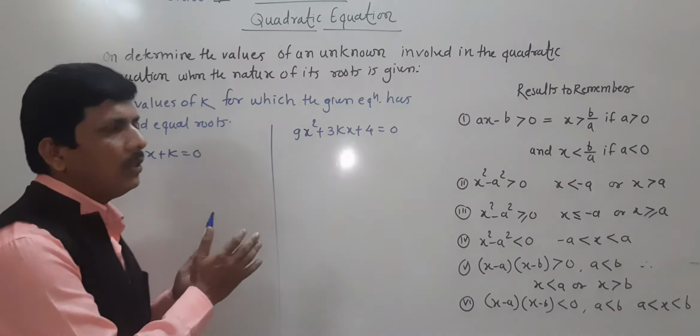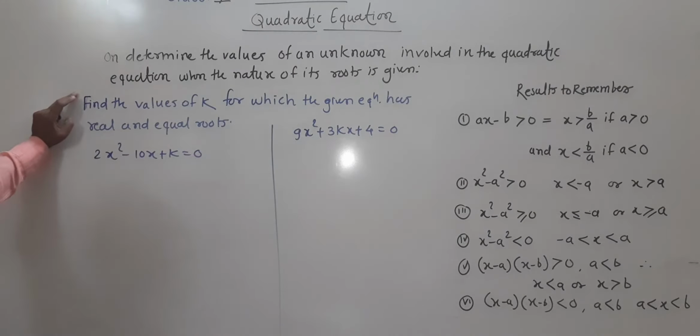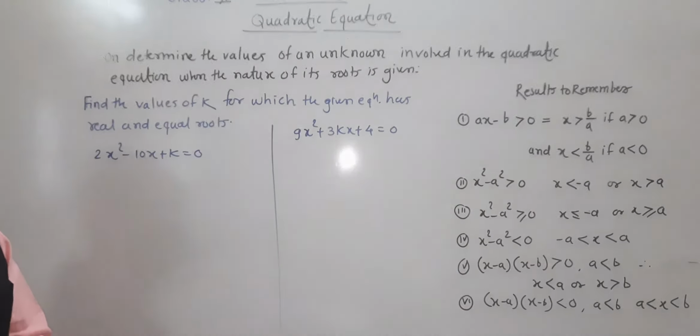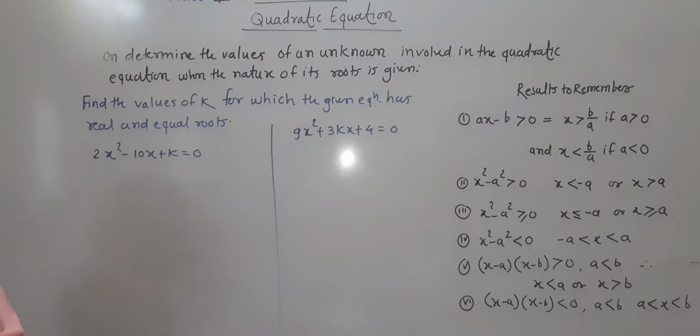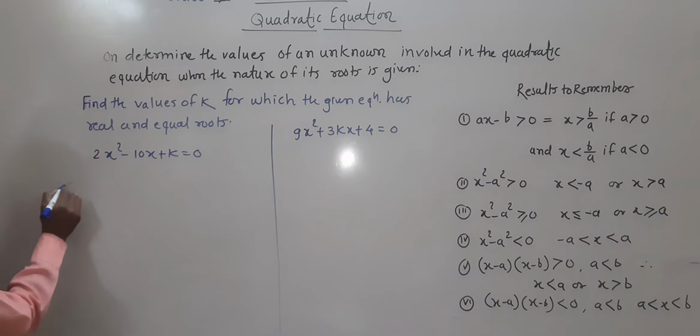We are going to see more examples here. Find the values of k for which the given equation has real and equal roots. What is meant by real and equal roots? Which condition will be satisfied? Real and equal roots means b square minus 4ac is equal to 0. When distinct roots are there, the discriminant is greater than 0, and when real roots are there, it is greater than or equal to 0. For equal roots, b square minus 4ac, that is the discriminant, will be equal to 0. With the help of that, we are going to find out.